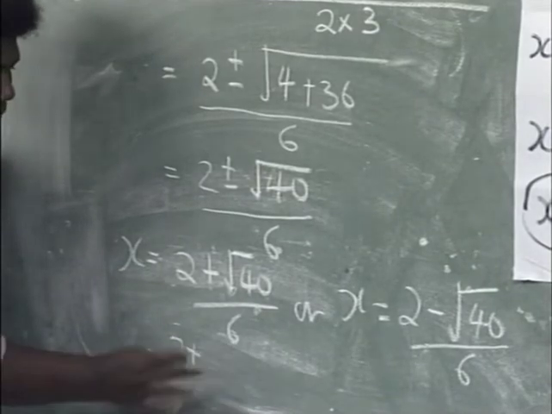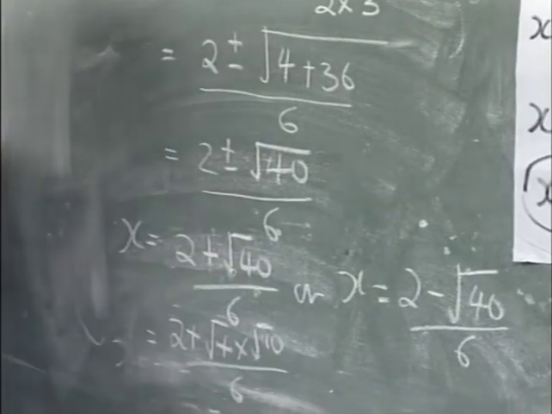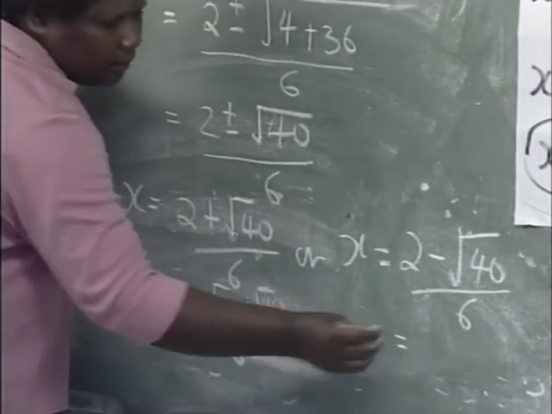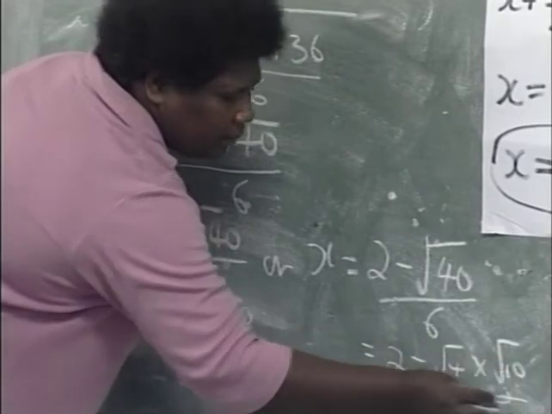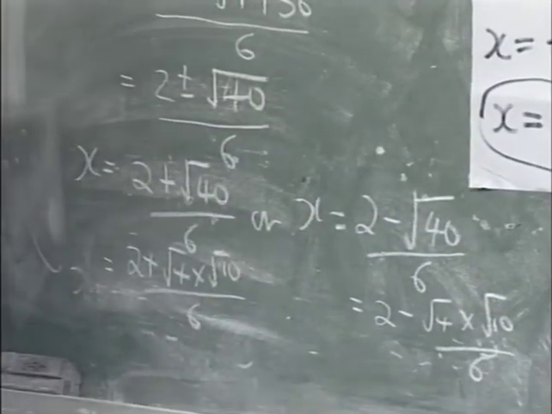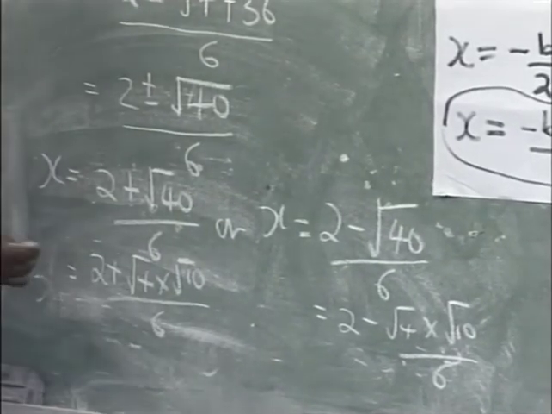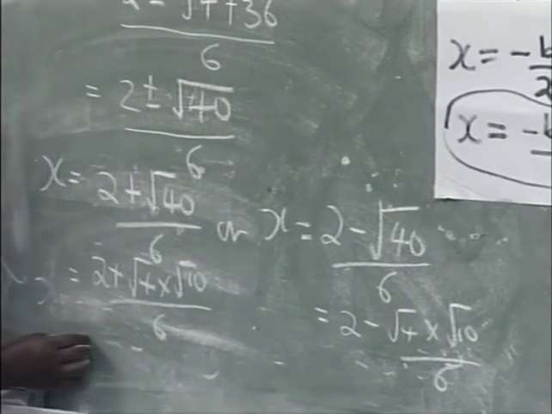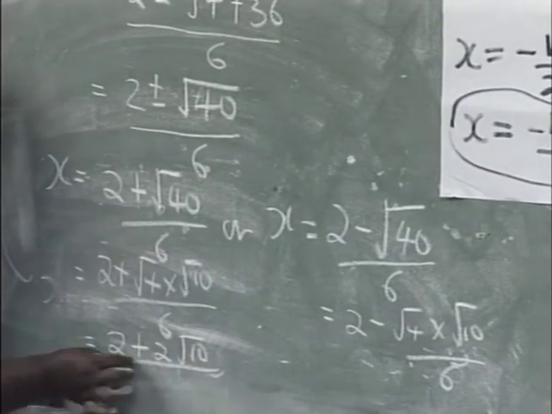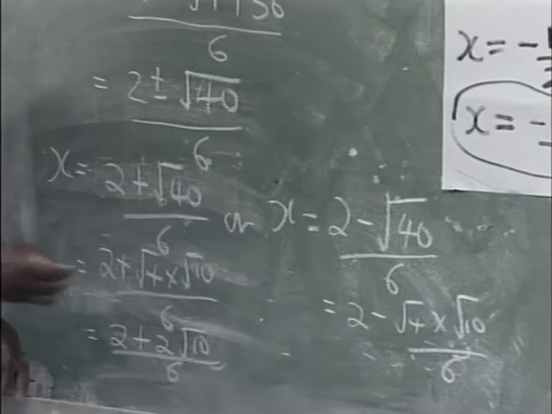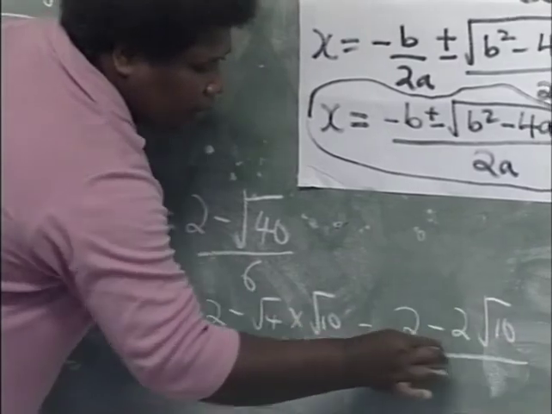So I'll just simplify this. 2 plus root 40 is root 4 times root 10. You all know how to do this from our previous lesson, over 6. And this will be 2 minus root 4 times root 10 over 6. Okay, this is now 2 plus 2 root 10 on 6, and this one will be 2 minus 2 root 10 on 6.